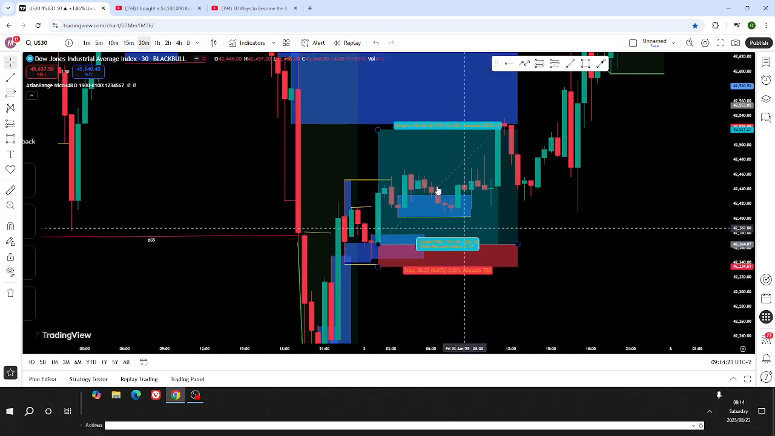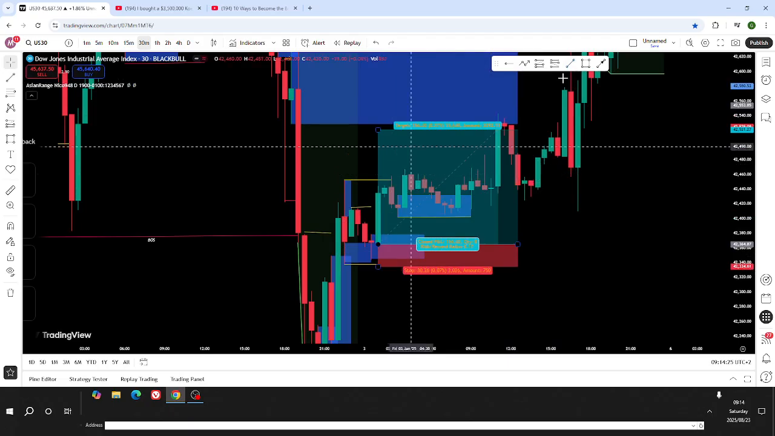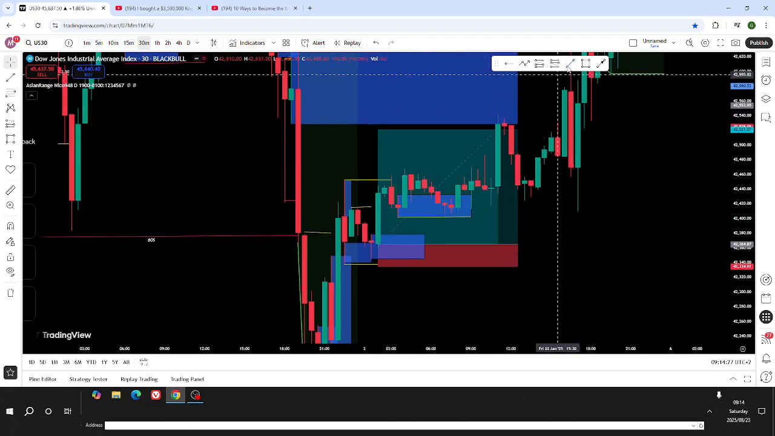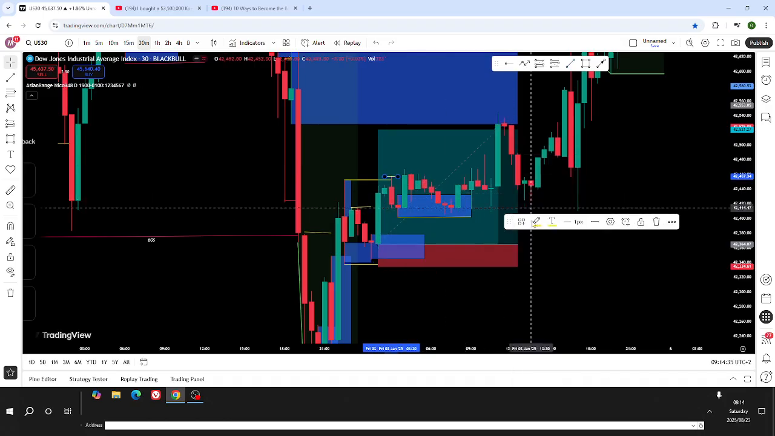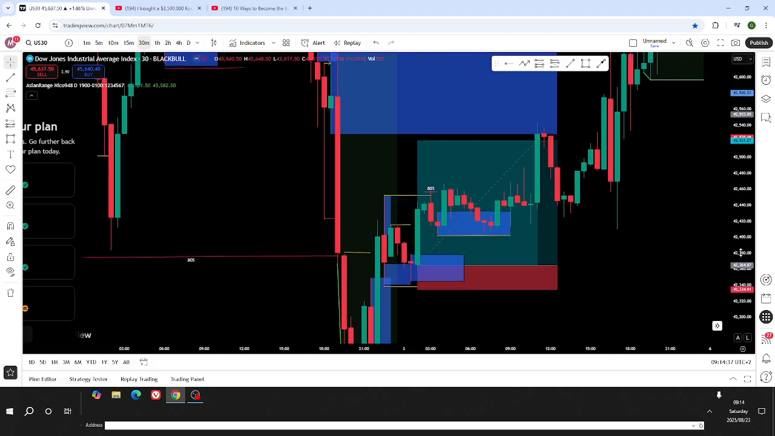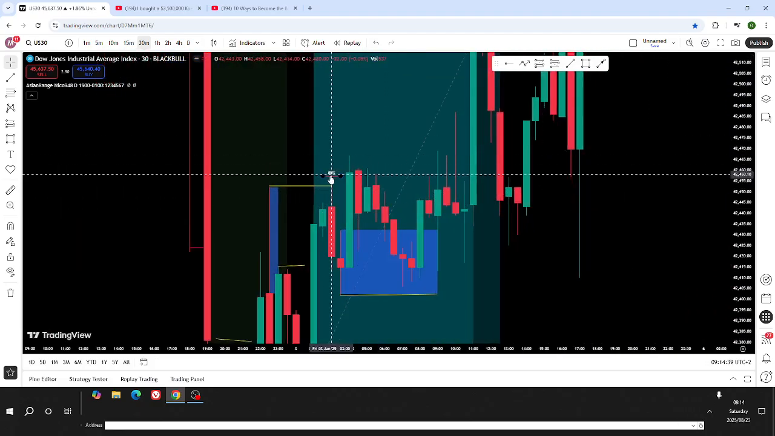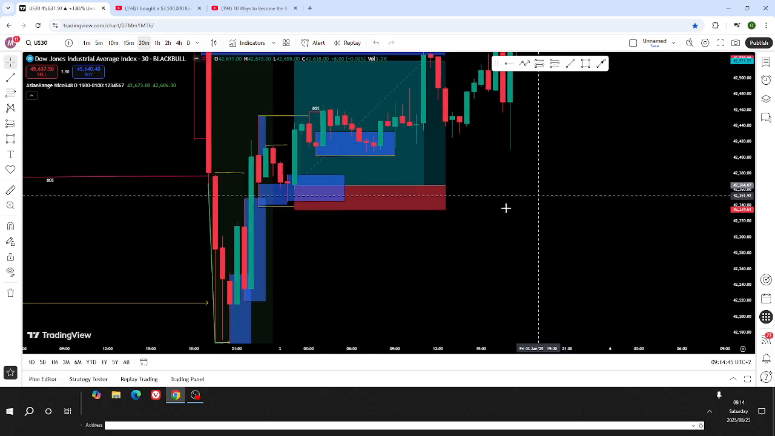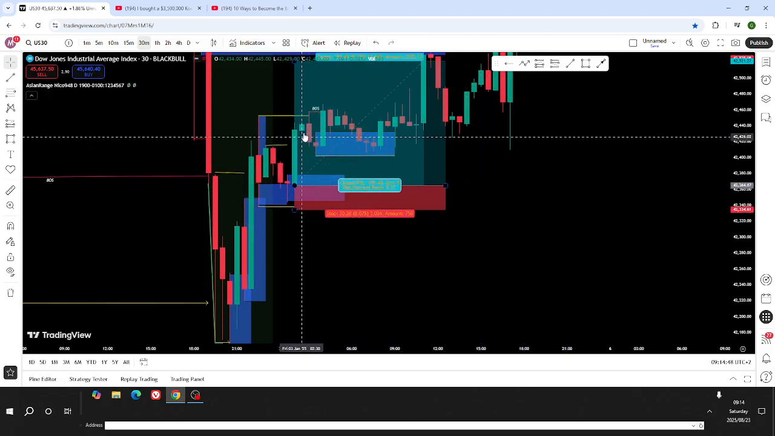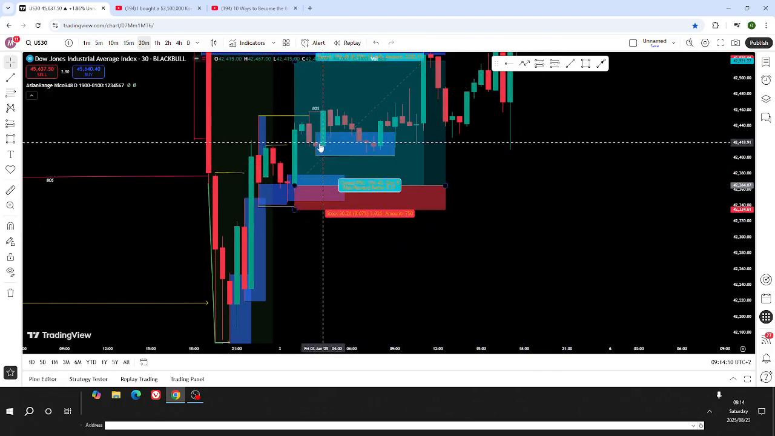This becomes an order block. How do we see that? We see that we have a break of structure. We also see that we have a break of structure right over here, and then I told you, how do we see an order block? This is how we see an order block. So that's an order block.